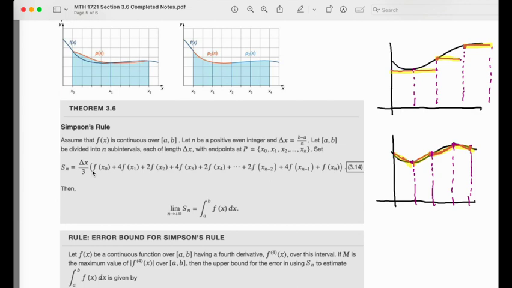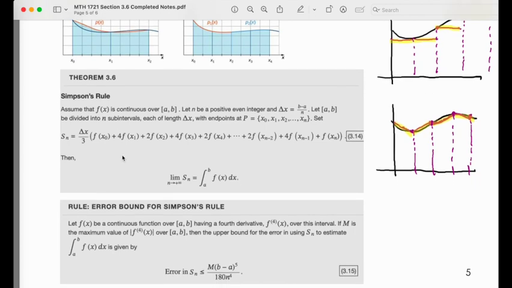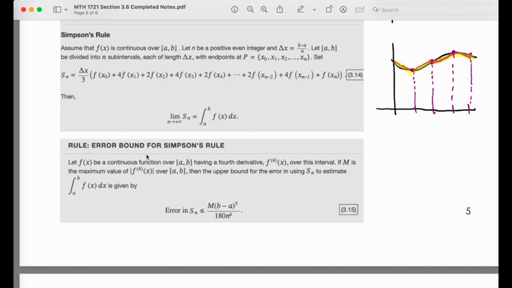I want you to notice the first value and the last value have a coefficient of 1. The inside values alternate from 4 to 2. So this is 4, this is 2, 4, 2, and then it keeps going and repeats the pattern, and then the last evaluation has a coefficient of 1. So that's what we're going to be doing in order to use Simpson's rule to approximate an area under a curve. And if you want to find your error bound for Simpson's rule, here is your formula for that.